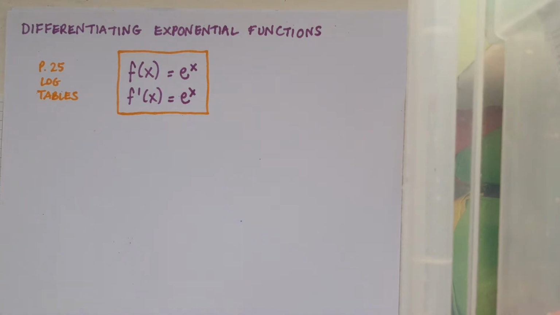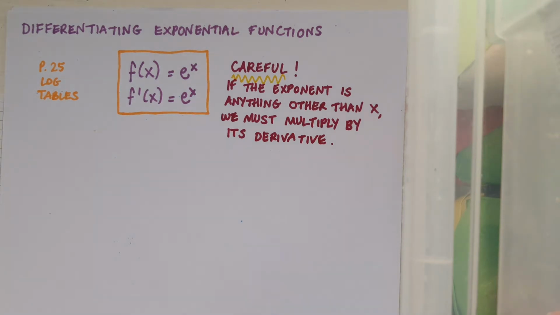And this makes it look like there's only one step in differentiating an exponential function, but actually it's really important to bear in mind that if the exponent is anything more than just x, we're going to have an extra step. So we need to be careful. If the exponent is anything other than x, we must multiply by the derivative of the exponent. So let's have a look at an example to illustrate this.